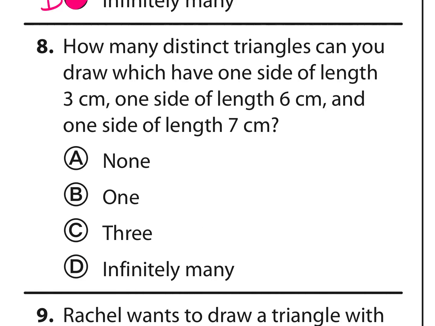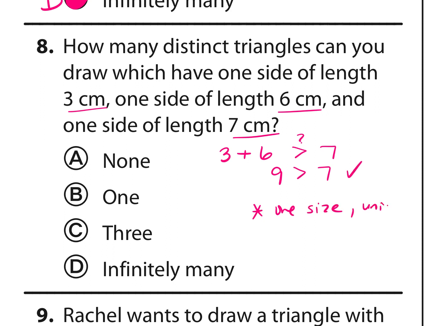Number 8, how many distinct triangles can you draw which have one side length of 3 centimeters, one side length of 6 centimeters, and one side length of 7 centimeters? Well, we've got these sides of 3, 6, and 7. So take your 2 shorter sides, add them together, 3 plus 6, and let's see if it's greater than 7. We do get 9. That is true. And since this is a triangle where we know the 3 sides, then it is just one size, which is unique. So there's exactly one triangle that you can draw like this.